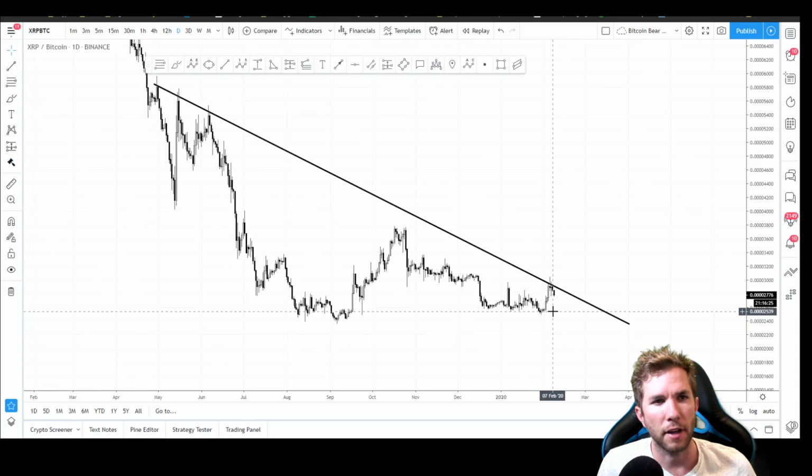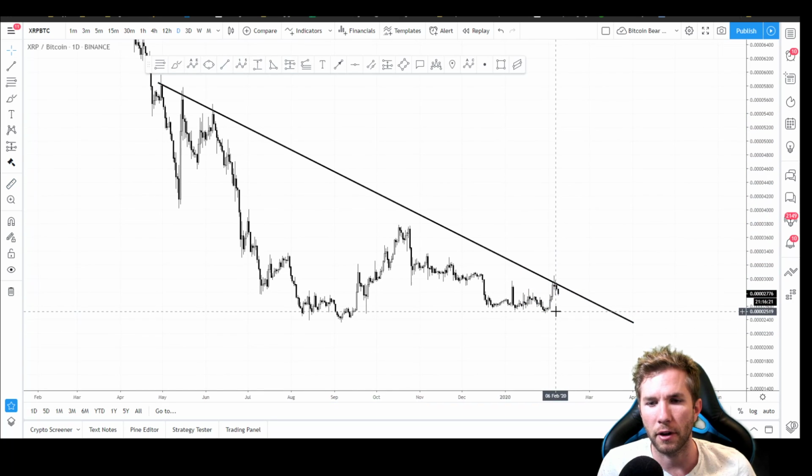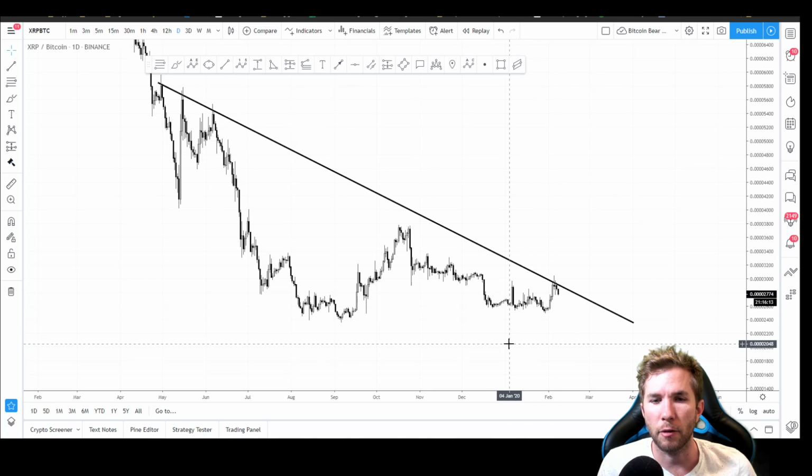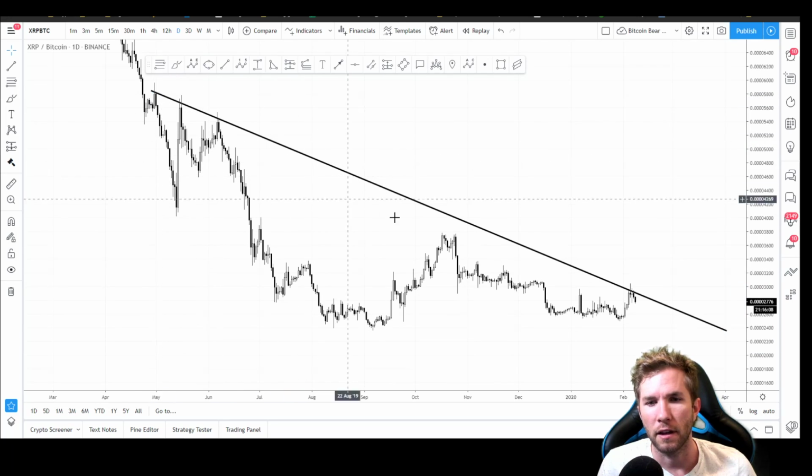From a daily time frame perspective, it's up 9.74% since really the start of the year. So XRP is a very, very weak trend, and I would be very careful because we are coming against that downtrend resistance right there.